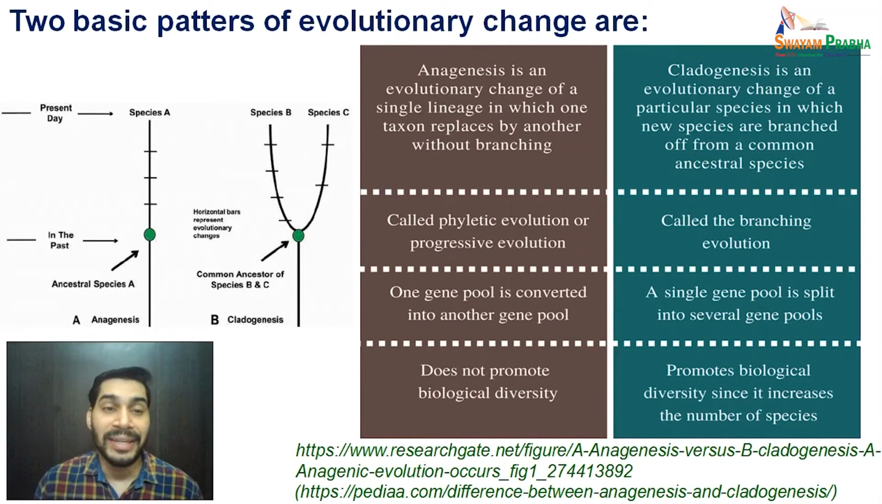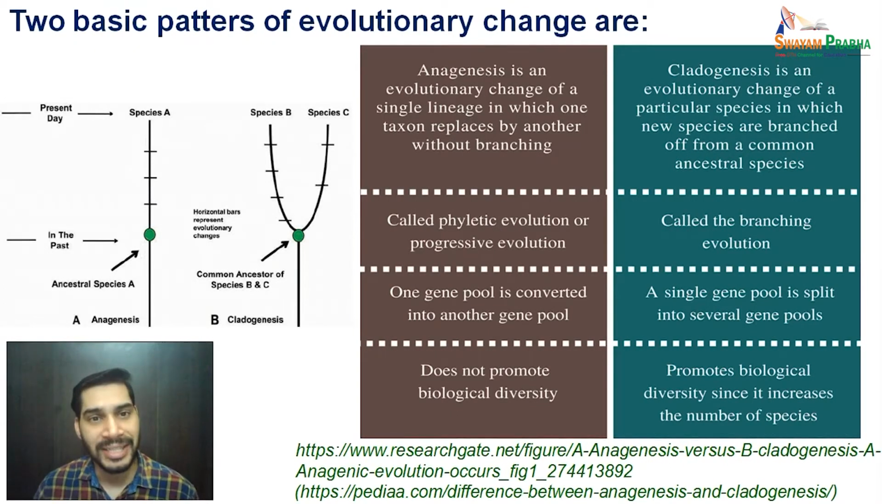Here you can understand it in more detail. As we just mentioned, anagenesis is an evolutionary change of a single lineage in which one taxon is replaced by another without branching. So this part you can focus upon. If this is an ancestral species named arbitrarily as A, it gives rise to species A in the present day. So there is no branching, but a single lineage is getting changed. So one taxon is being replaced by another one and so on, and ultimately a new species gets formed.